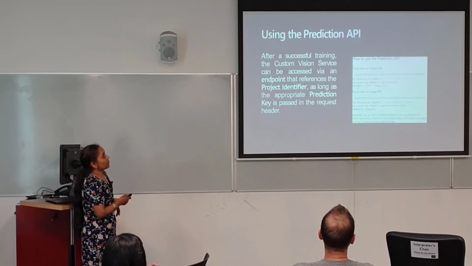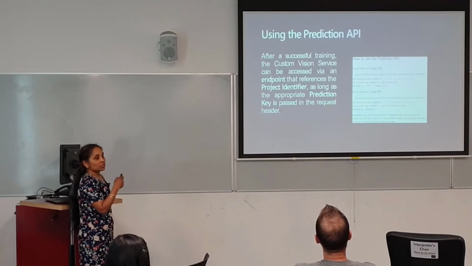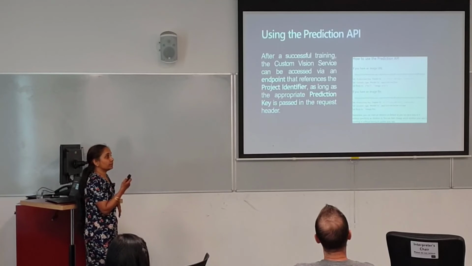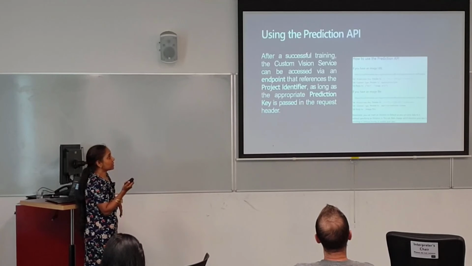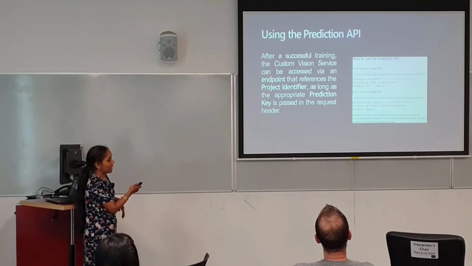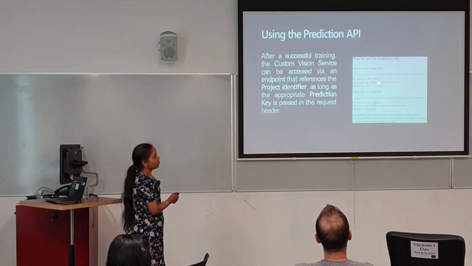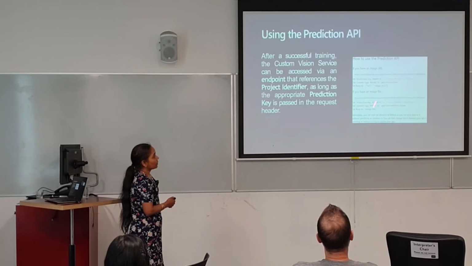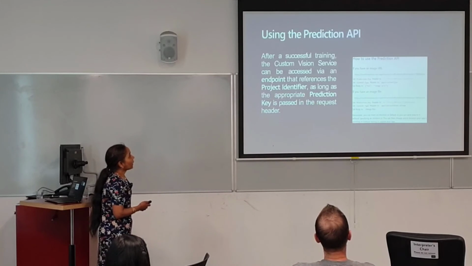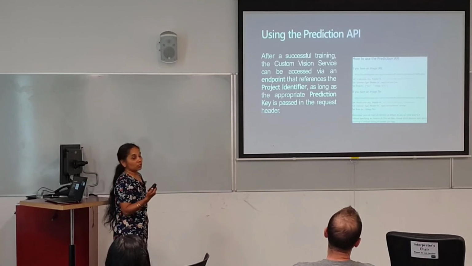And using the prediction API, once you create the trained model, you can publish it, and once you publish, it creates a prediction API which has a key and the content type. Usually it's a JSON file, and then the URL, the endpoint. So you can use these in your application.